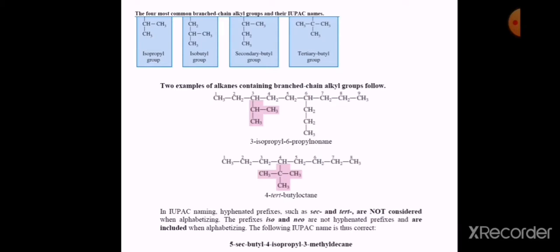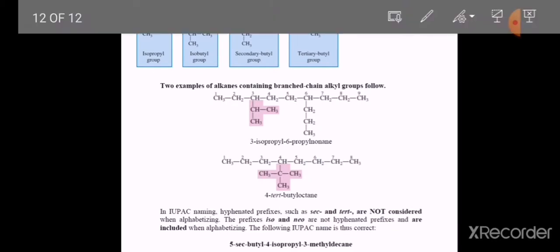So, kanina na-discuss natin that there are 4 most common branched chain alkyl groups. Ito ay si isopropyl, isobutyl, secondary butyl, tertiary butyl. Pero na-discuss din natin kanina na ina-alphabetical listing natin sila. Pero paano na kung meron itong iso na word, may secondary na word, tsaka may tertiary na word kasama? Alin dito ang kasama sa alphabetical listing at alin ang hindi?